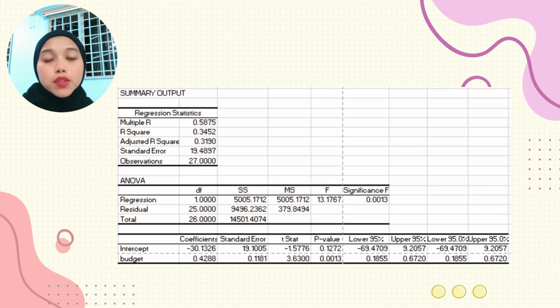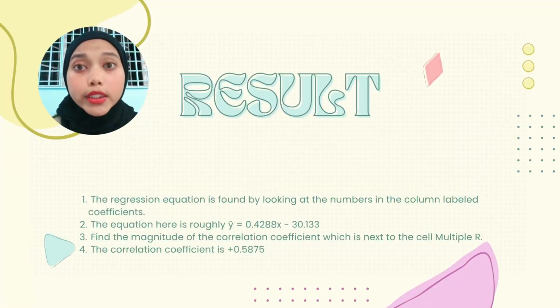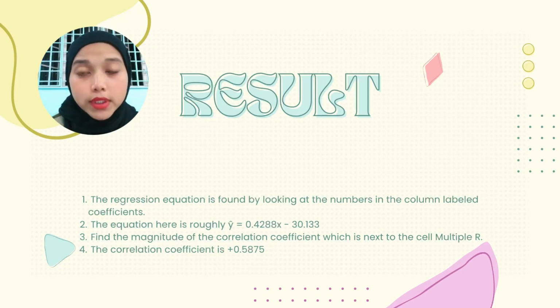Therefore, by using this formula, we can get the result that y cap equals minus 30.1326 plus 0.4288x. As for the result, the regression equation is found by looking at the numbers in the column labeled coefficients. Secondly, the equation here is roughly y cap equal to 0.4288x minus 30.133. And thirdly, find the magnitude of the correlation coefficient, which is next to the cell multiple R.